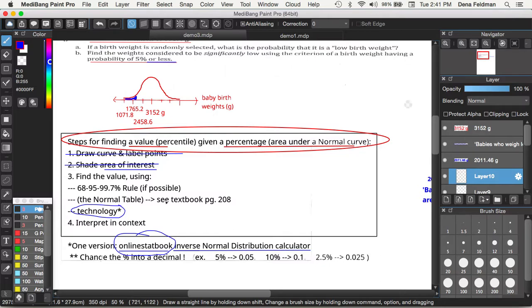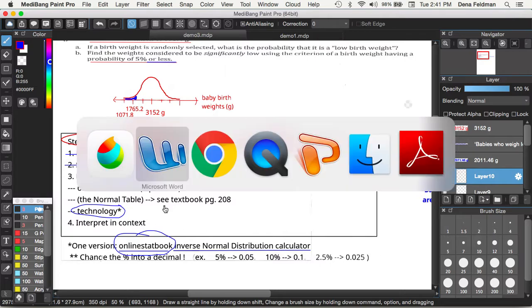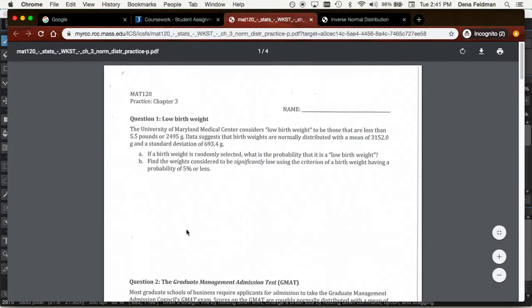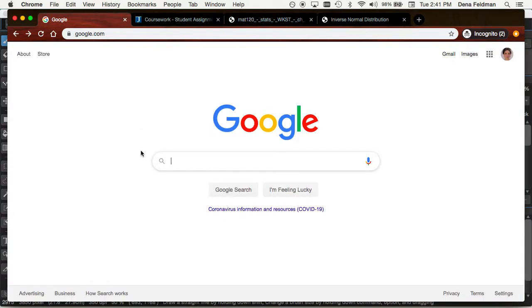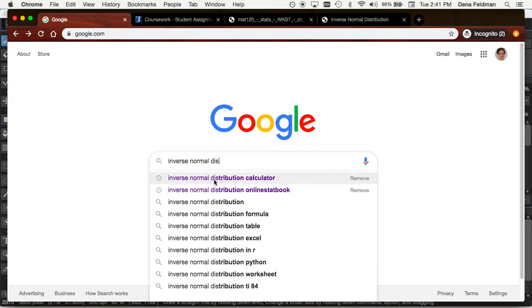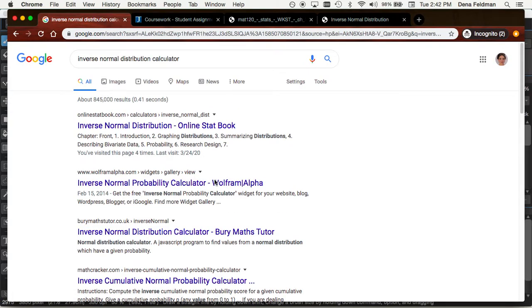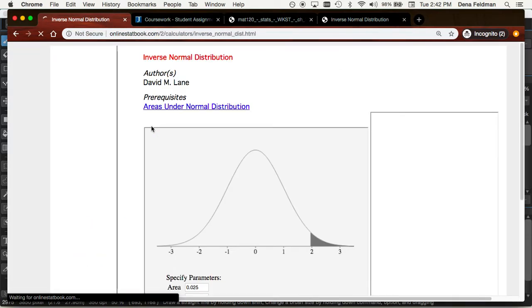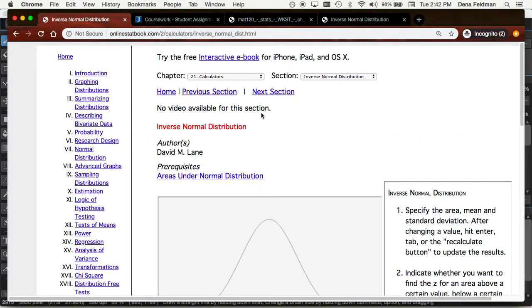So I'm going to go to my internet browser. I encourage everybody to do the same. I encourage you all to open an internet window. Again, I'm going to open a Google window, and I'm just going to start typing inverse normal distribution calculator. When I click that, the first link to appear is the one made by Online Statbook. You can see there are other versions of online inverse normal distribution calculators. We'll use this one.